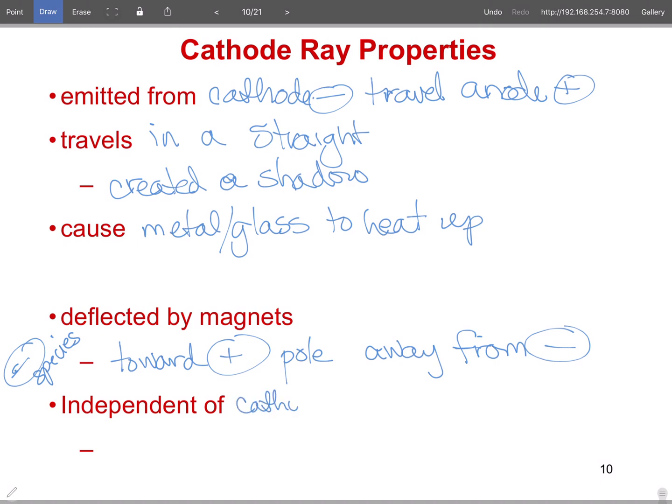So it didn't matter what you used for the cathode, you would get the same thing, which meant that it was common to all metals because they were using metals as your cathodes. So they knew that this was a particle. They knew it was a beam. They knew that it was negative, and they knew that every species had it in common.